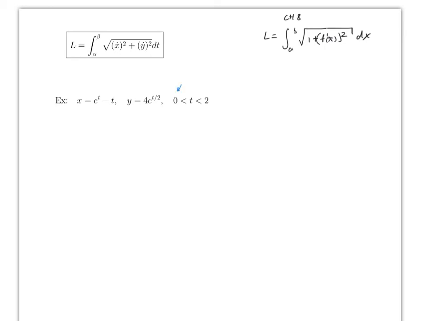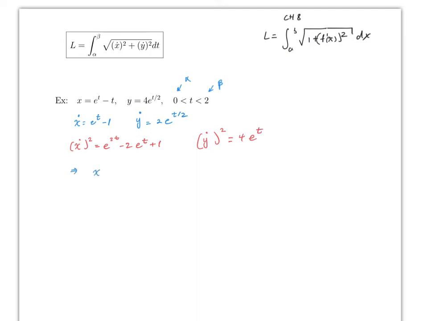In our case, this will be alpha, and this is beta. So we need x dot, which is equal to e to the t minus 1, and y dot, which is equal to 4 times 1/2, which will give you 2 e to the t over 2. And then you need to square them. Make sure you check all the steps. If you square this, it will be e to the 2t minus 2 e to the t plus 1. And if you square this one, it will give you 4 e to the t.